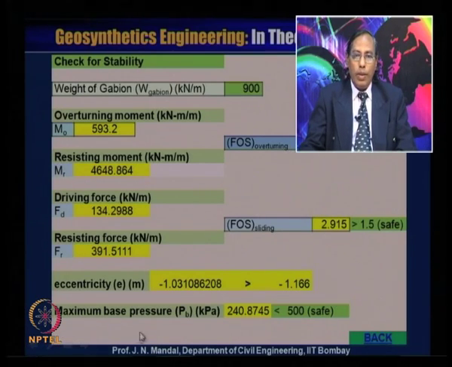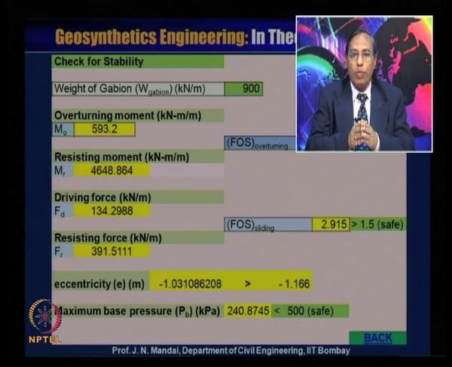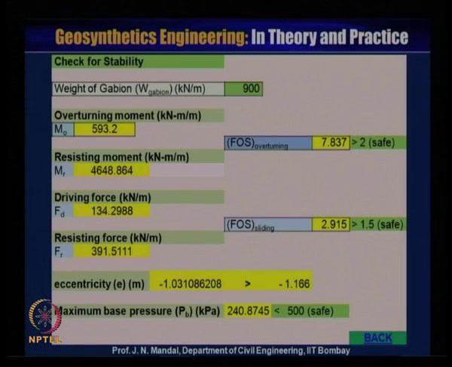And maximum base pressure PB, that is 240.8745 kilopascal, which is less than 500. So, it is safe. So, you can check all the stability, that is you can check what will be the factor of safety against overturning, factor of safety against sliding, and also you have to check what will be the bearing capacity. So, you can design a gravity wall like this.